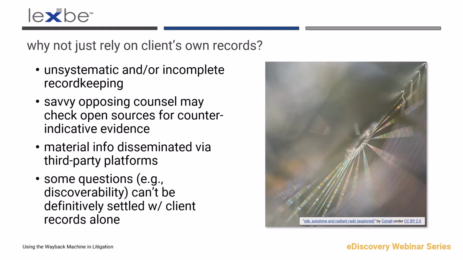You may be wondering, why not just rely on the client's own records to substantiate the temporal attributes of public web content rather than a third-party web archive such as the Wayback Machine? A key reason is that the client's records may well be incomplete. And if third-party repositories have copies of responsive content that may support adverse findings, opposing counsel will leverage them if at all possible.